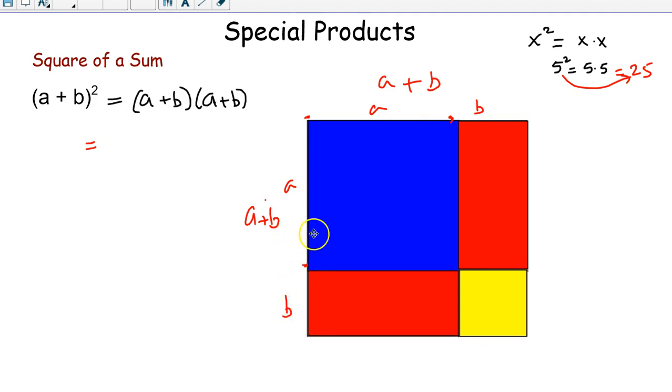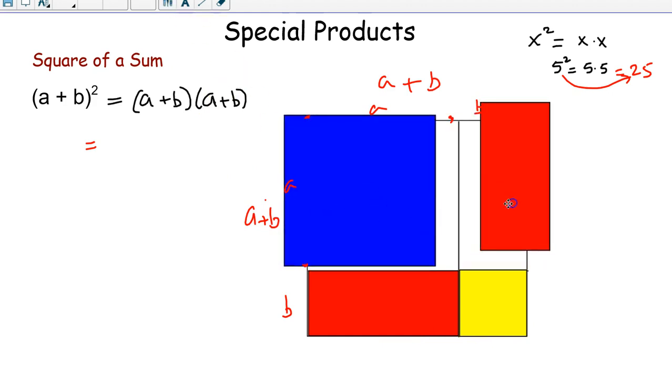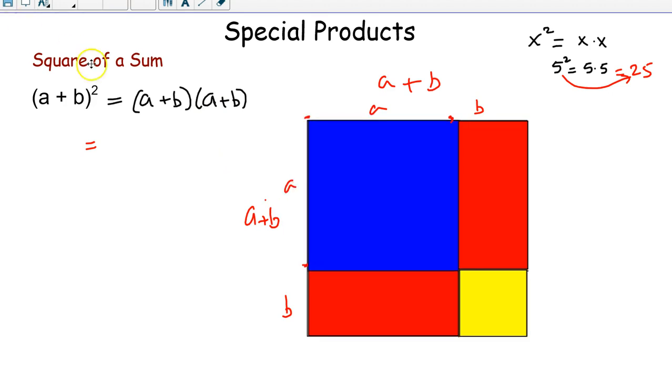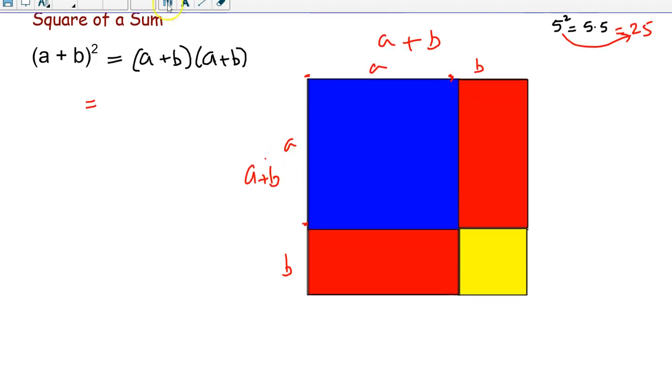Alright. So in order to find the area of the whole big square, it is enough for us to find the area of this square, the area of that rectangle, the area of the second rectangle, and the area of this little yellow square, right? So we just have to find the areas of all those 4 pieces and add them together to give this product (a plus b) times (a plus b). This is one way of doing it. We have seen what an area model is.